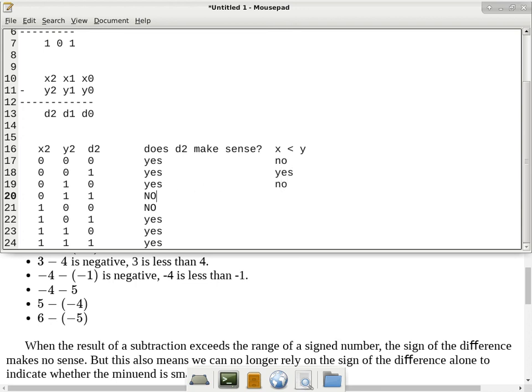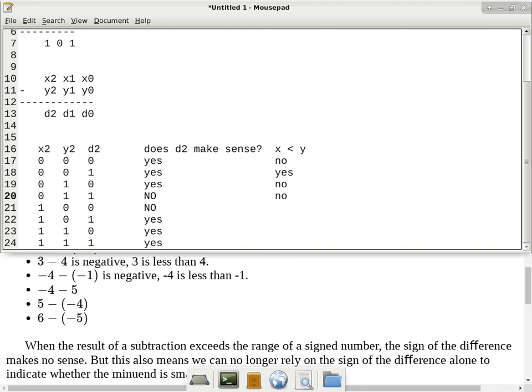But when it does lie, when we have something like this where D2 does not make sense, that means the sign bit is lying. D2 is lying. But D2 says 1, and is lying means that D2 should have been a 0, which means the intended answer should have been a no.